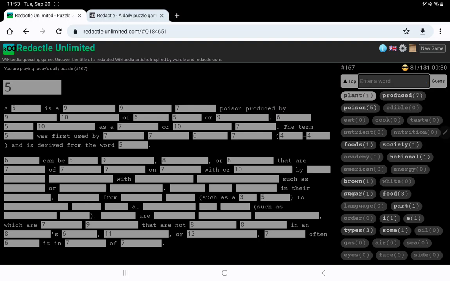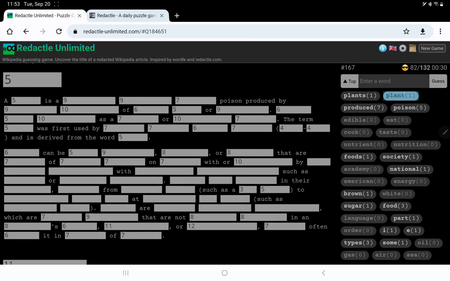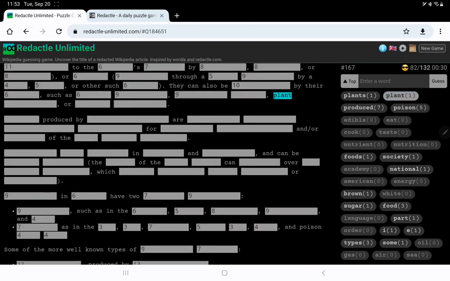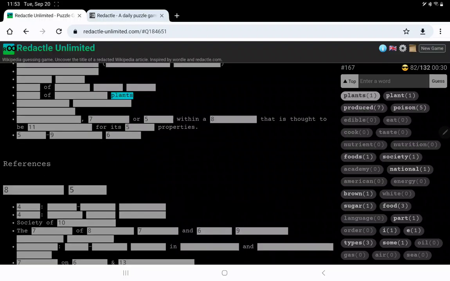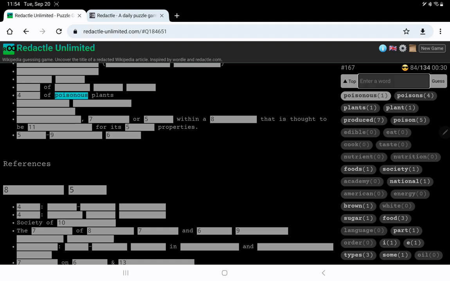I wonder if plant is in there. Plants, one of each. They can also be 10 by their 6, such as 6-9, 9-6, plant 9, or 6-9. Let's look at plants of something. Plants. Well, let's do poisons, plural, 4 of those, and let's do poisonous plants. There we go.